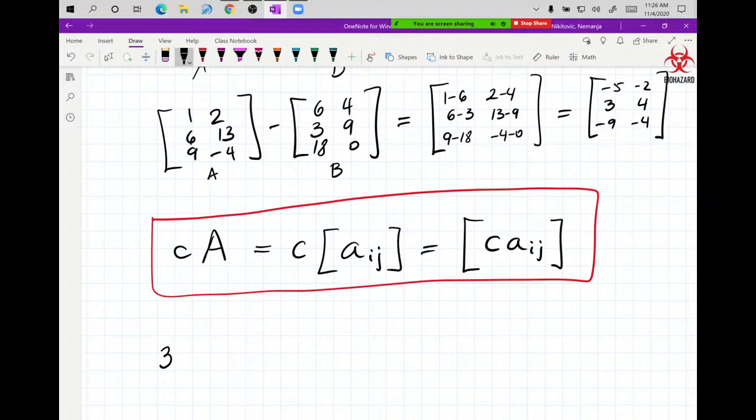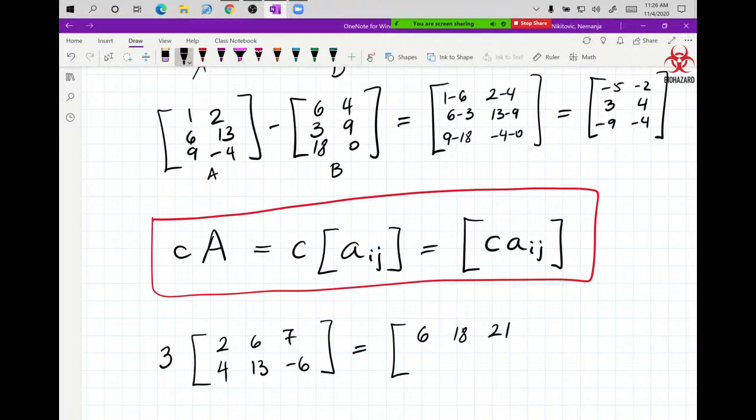So that's going to be 3 times, let's have a 2, 6, 4, well, let's make it 2 by 3, it doesn't matter, 7, 13, and -6, whatever. So this 3 will multiply every location of this parenthesis. So I'm going to have 6, I'm going to have 18, I'm going to have 21, I'm going to have a 12, and 39, and negative 18.